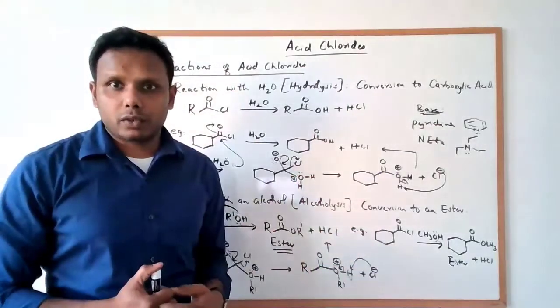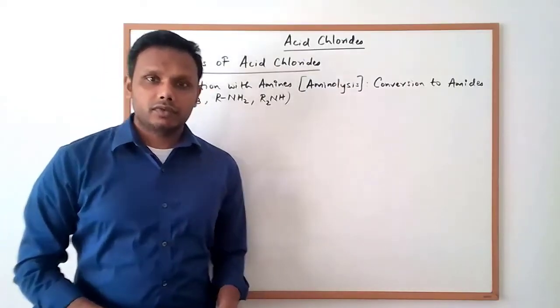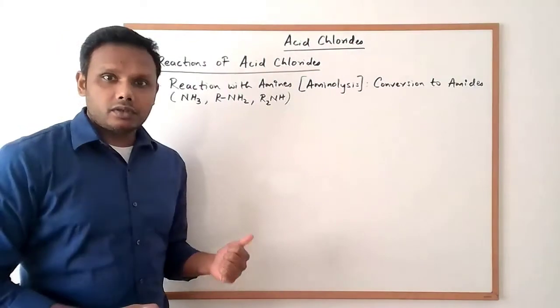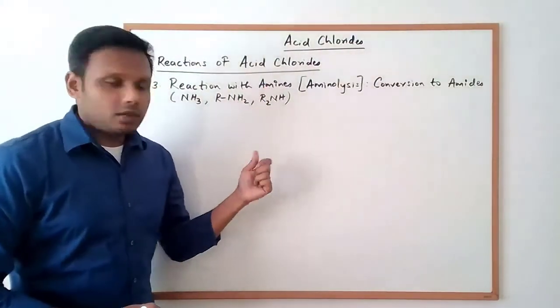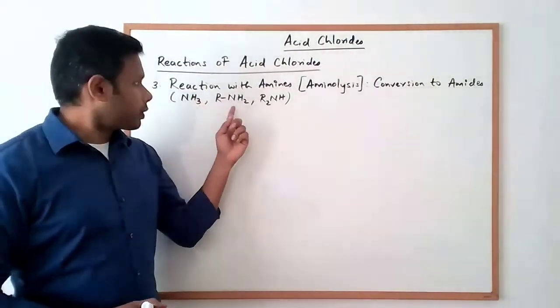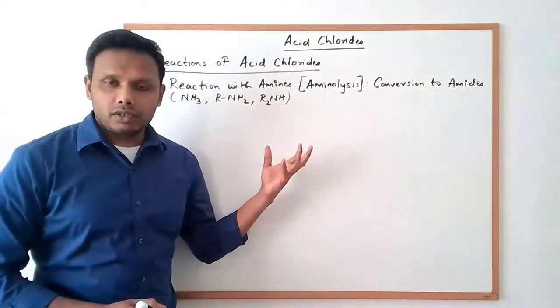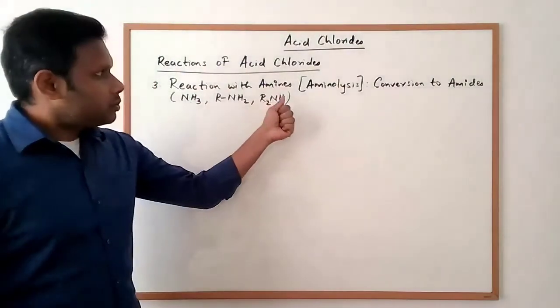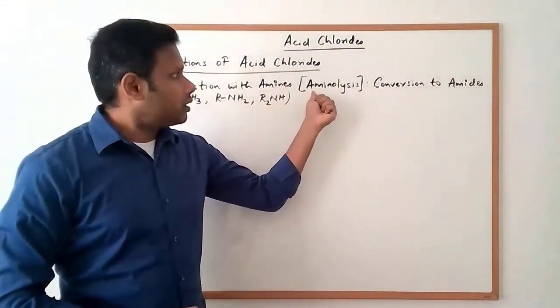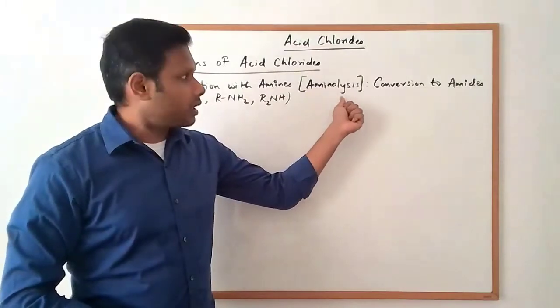Next is the reaction of acid chlorides with amines. When we say amines, we can include ammonia, primary amines, or secondary amines. Any of those reagents are included. This reaction in general is called an aminolysis reaction.